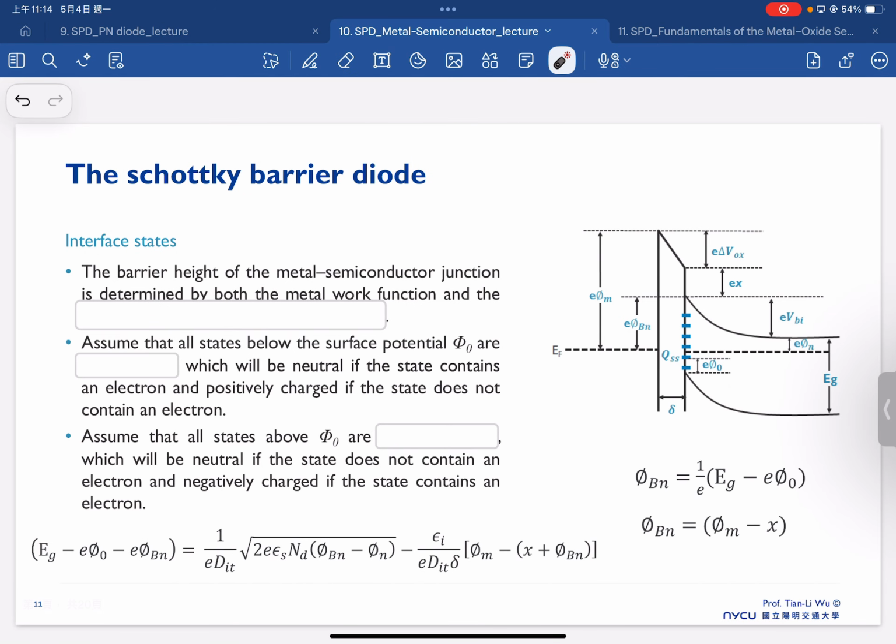The next issue we want to talk about is the interface states. The barrier height of the metal-semiconductor junction is determined by the metal work function, but not only the metal work function, also the semiconductor surface.